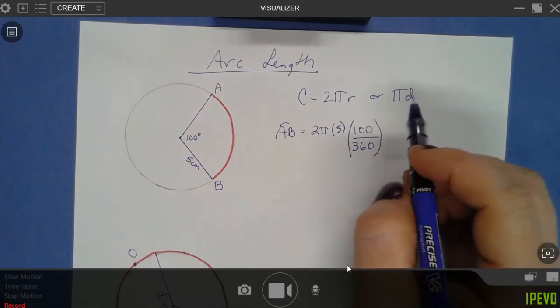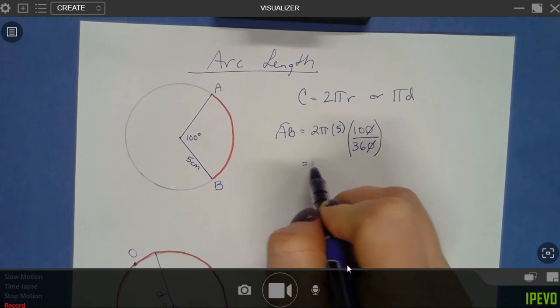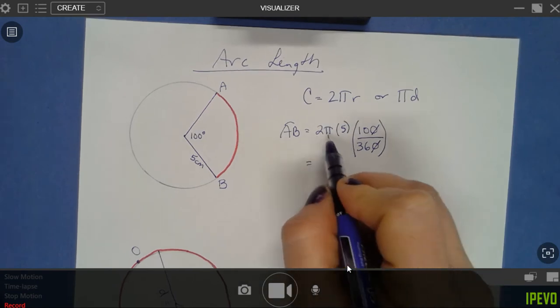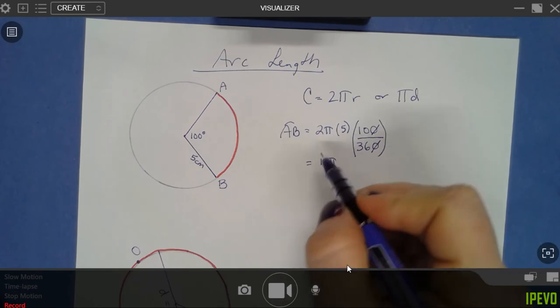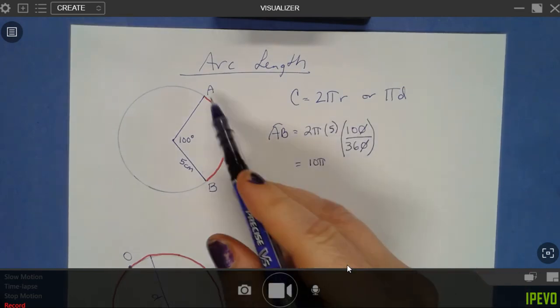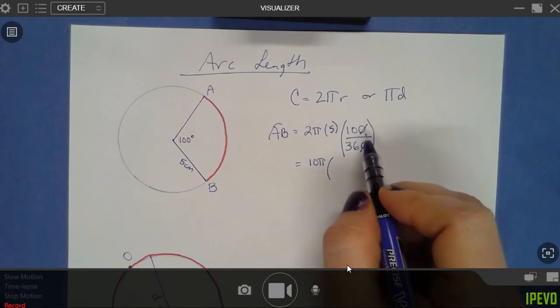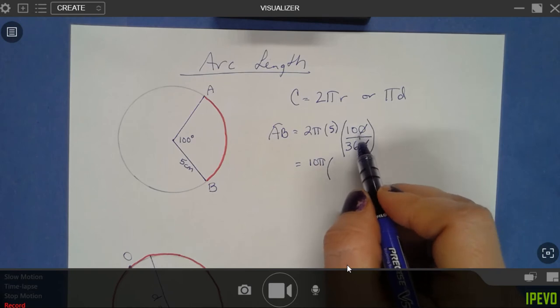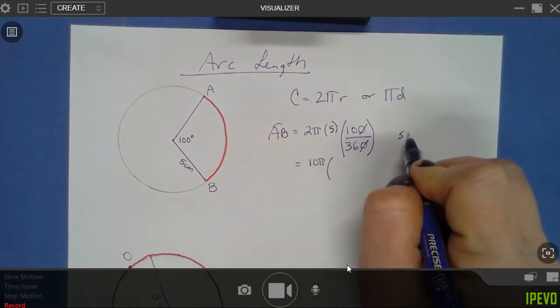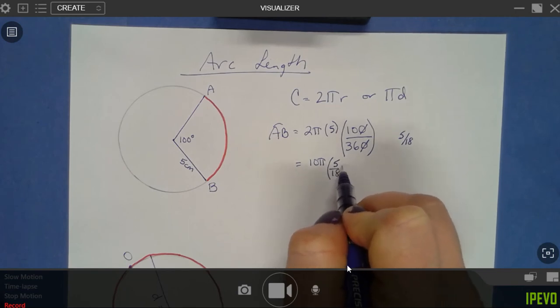Now we just clean it up. So the 10s cancel out. 5 times 2 times pi is 10 pi. Remember, this would represent the entire circumference around the circle. And then we're going to multiply it. I know that 10 divided by 36 would become 5/18. So I'm going to make that 5/18 here.